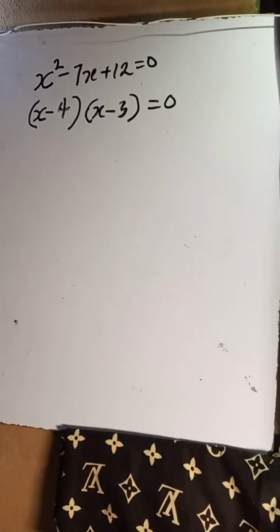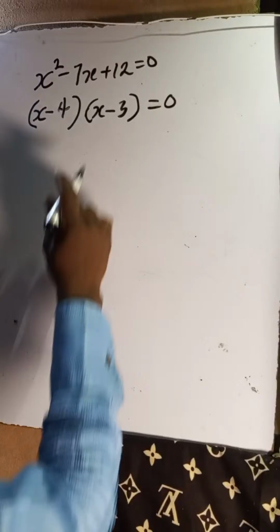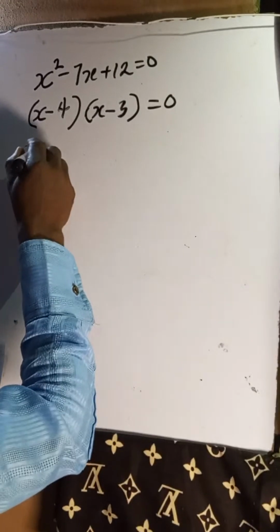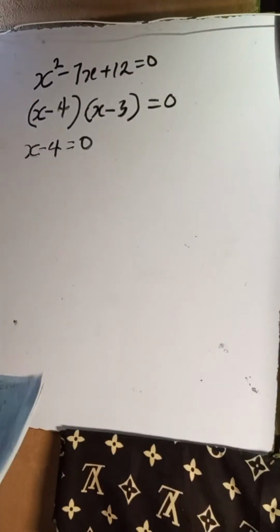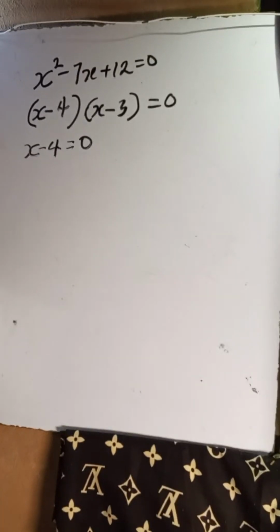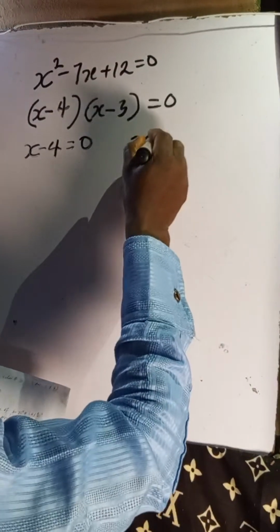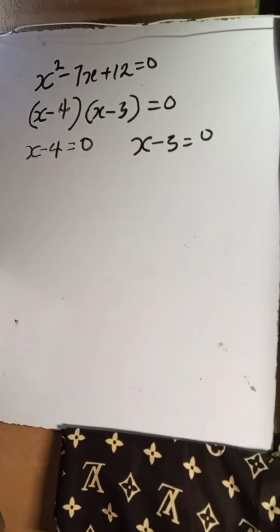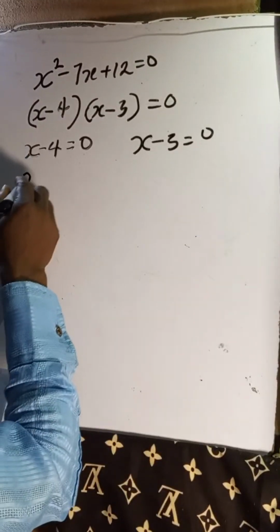So the implication here is that we are going to equate each of the brackets to 0. So let's equate. We are going to have x minus 4 equal to 0. That's what we have. Then we'll do the same thing here. So here we have x minus 3 equal to 0. Then it's time to solve each of them, and I'm sure we understand how to go about it.